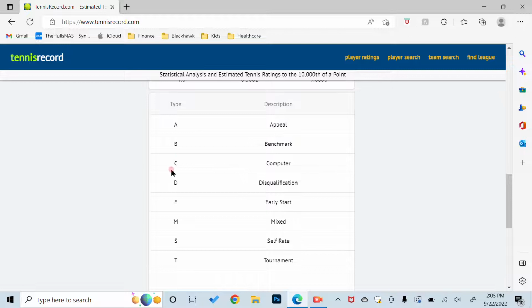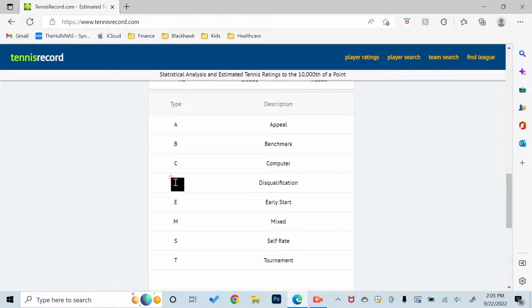Computer rated. You will see this more often than not. Computer rated means you have been playing for at least one full season and your NTRP rating is locked. You cannot become disqualified if you have a computer rating. And we'll talk about disqualified next.